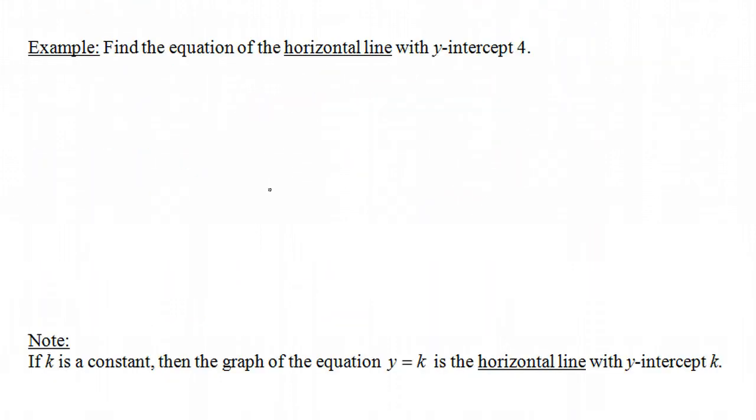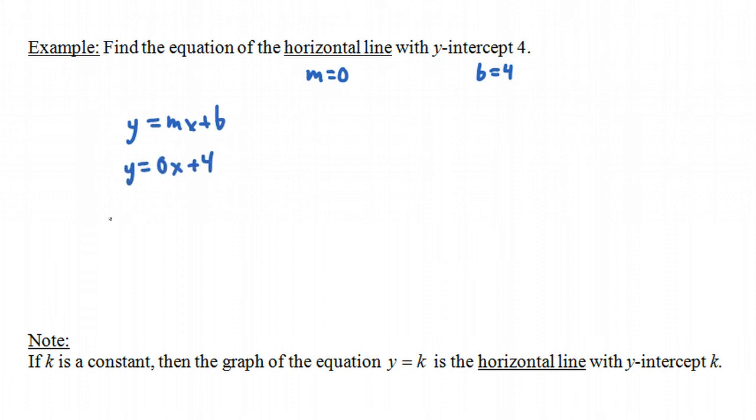Now let's find the equation of the horizontal line with y-intercept 4. Horizontal line means that the slope is 0. And the y-intercept is 4 means that b is 4. So if we write this as y = mx + b, what we would get is y = 0x + 4, but 0x is just 0, so y = 4. Now y = 4 is the equation of a horizontal line with y-intercept 4.